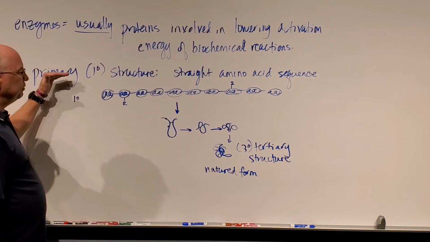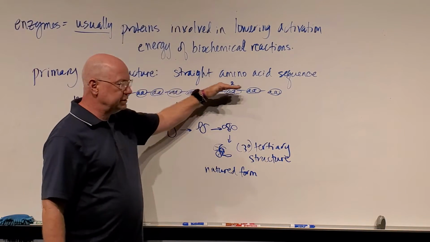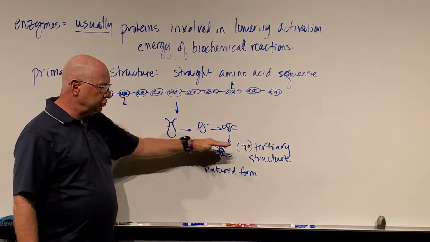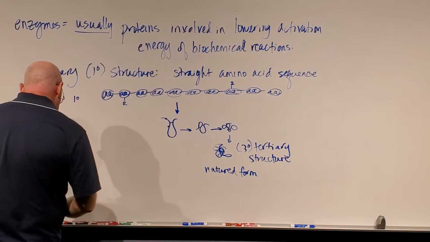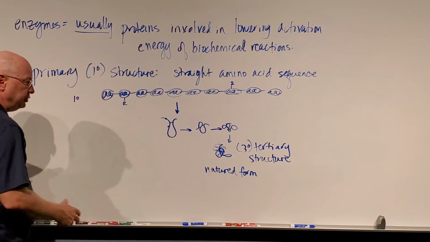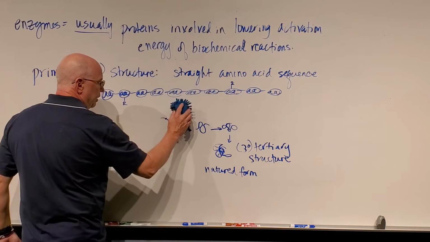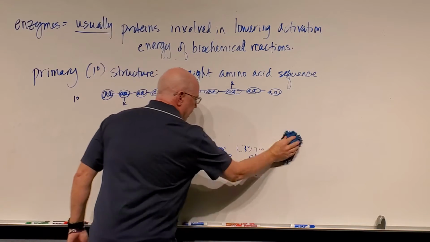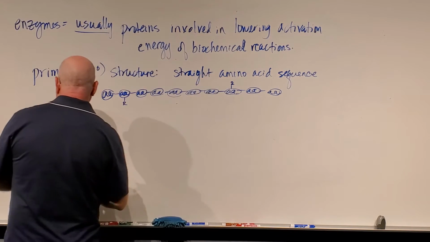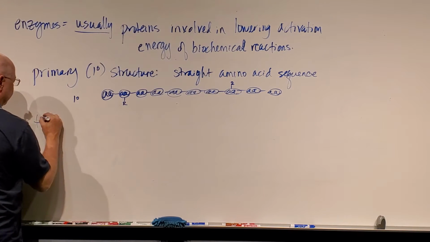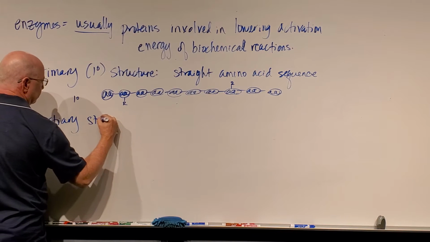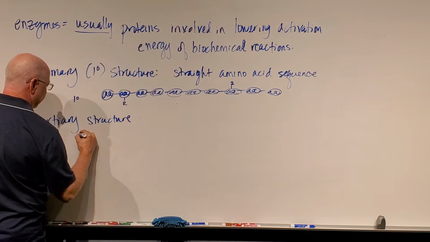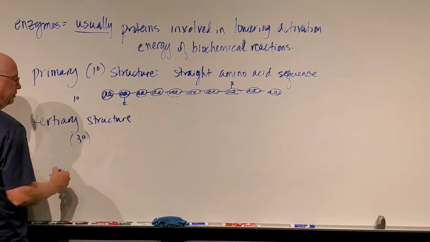So when I talk about the primary structure, I'm talking about the amino acid sequence. When I talk about the tertiary structure, I'm talking about a folded protein, the natured form. So we say that it is folded or natured, okay? So I'm going to erase some of this, and we're going to talk about that. But at least that picture gives us the idea of what we mean when we say the tertiary structure of a protein. And again, that's abbreviated as a 3 with a little prime up here.